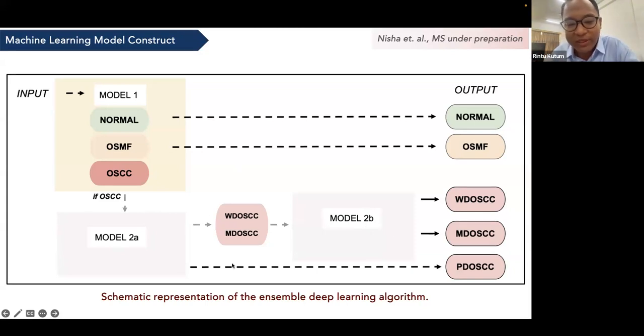This is primarily how we built the architecture. It seems that the poorly differentiated and the moderately differentiated are very close to each other, but what we actually experience is that the well differentiated and the moderately differentiated look very similar to each other. So we built another model which can differentiate between the well differentiated and the moderately differentiated ones.